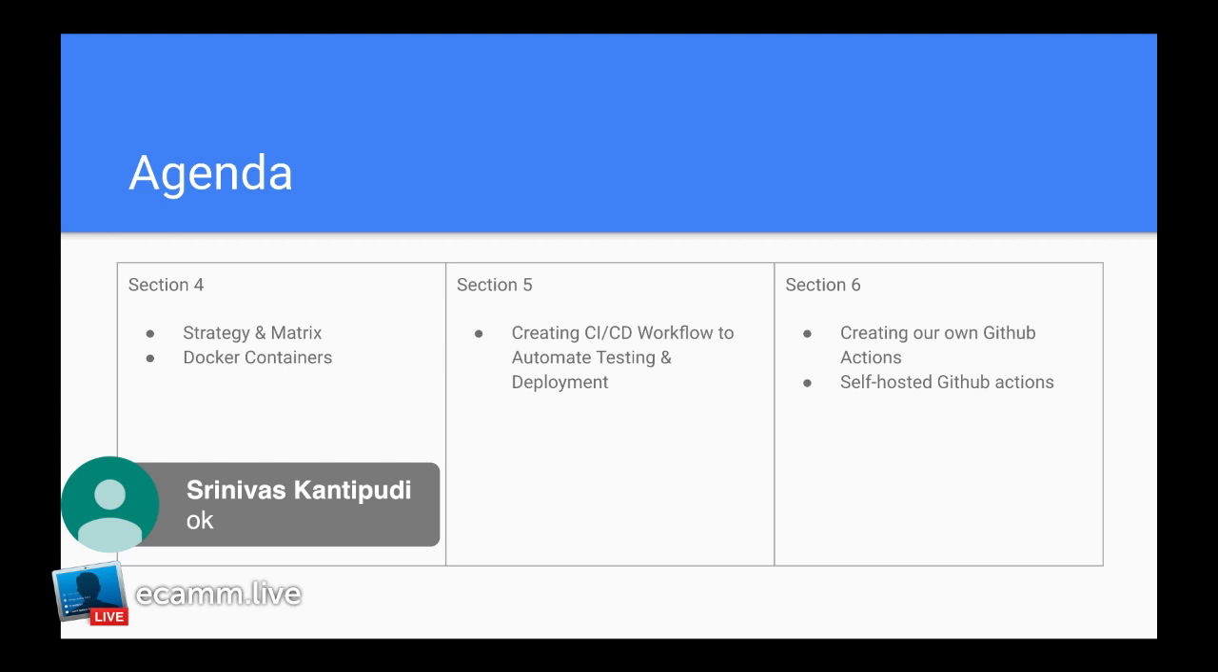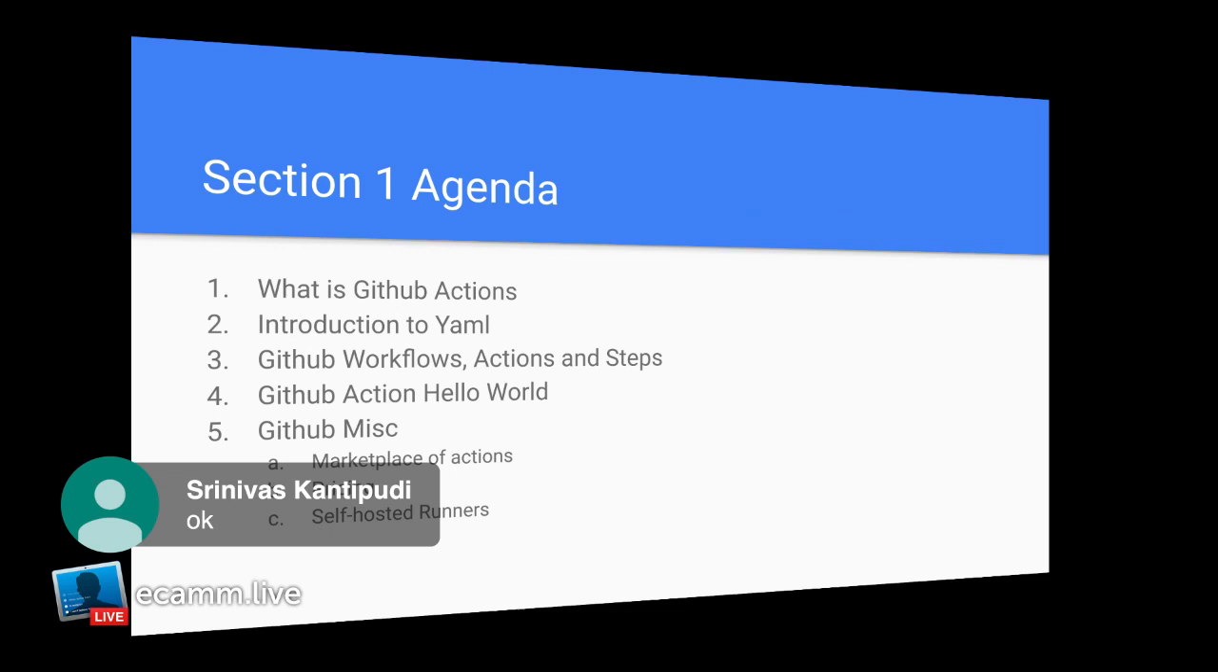huge section. And then we are going to wrap up with section 6, where we are going to create our own GitHub Actions. And also we will host these GitHub Actions in the GitHub Marketplace, so we'll see what GitHub Marketplace is. And then we are going to wrap up using self-hosted GitHub Actions. In this section, I'm going to give the difference between GitHub-hosted actions and self-hosted GitHub Actions. All right, so let's get started with section 1.